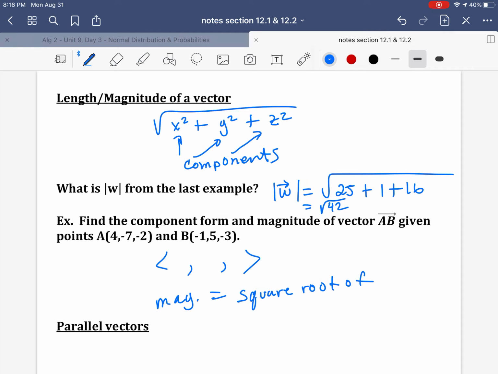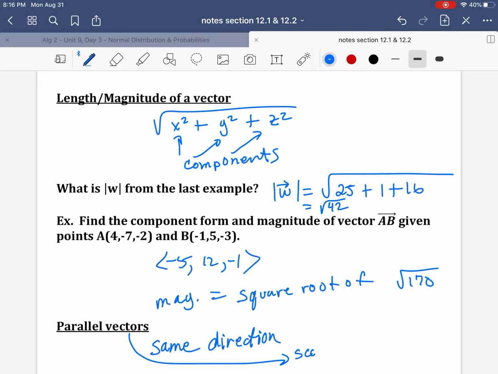All right. So hopefully on that answer right there you got that the component form was -5, 12, and -1, and the magnitude was the square root of 170. Okay. All right. So the parallel vectors. Parallel vectors don't have to have the same length, but they have to have the same direction. Obviously. So when vectors have the same direction, they are scalar multiples of one another.